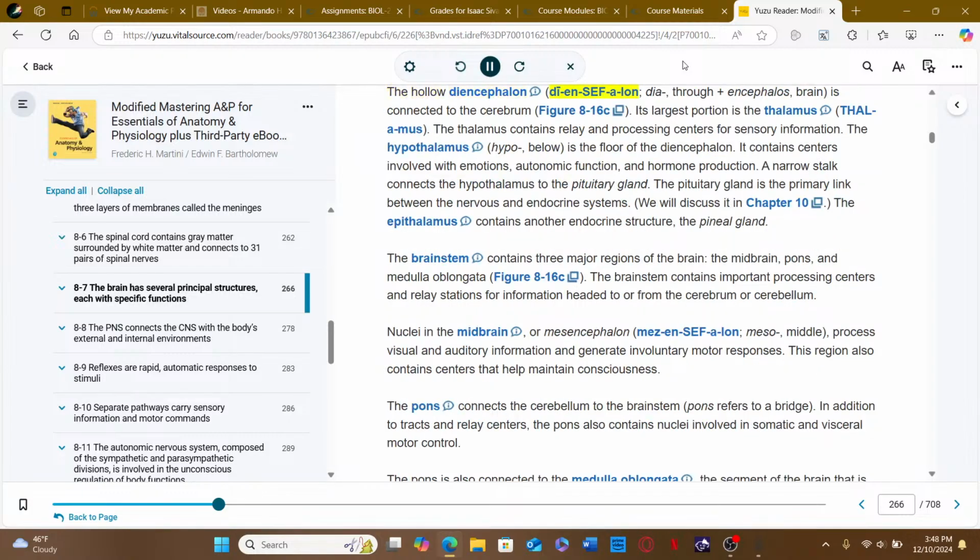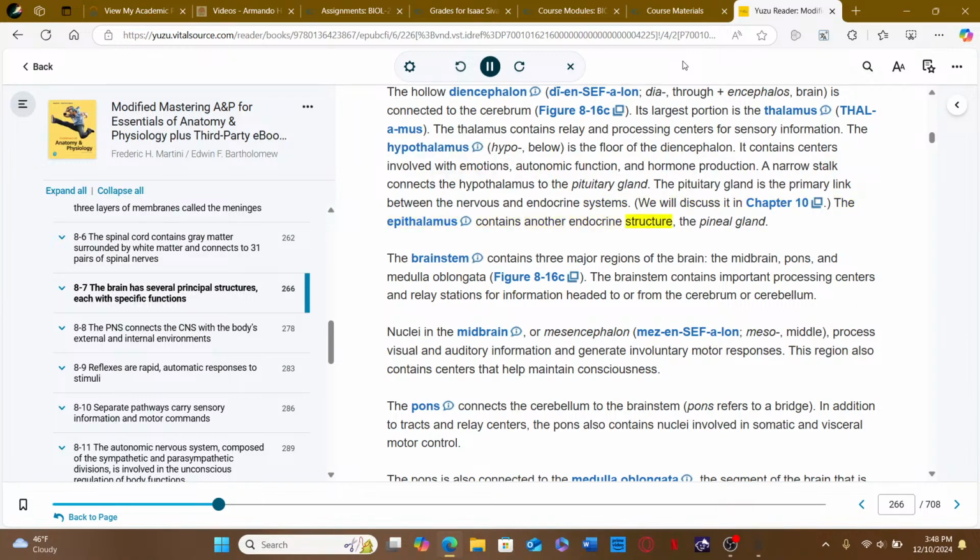The hollow diencephalon (di-, through, plus encephalos, brain) is connected to the cerebrum, Figure 8-16c. Its largest portion is the thalamus. The thalamus contains relay and processing centers for sensory information. The hypothalamus (hypo-, below) is the floor of the diencephalon. It contains centers involved with emotions, autonomic function, and hormone production. A narrow stalk connects the hypothalamus to the pituitary gland. The pituitary gland is the primary link between the nervous and endocrine systems. We will discuss it in Chapter 10.